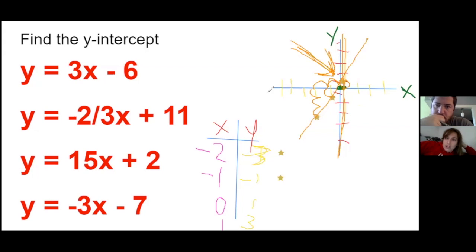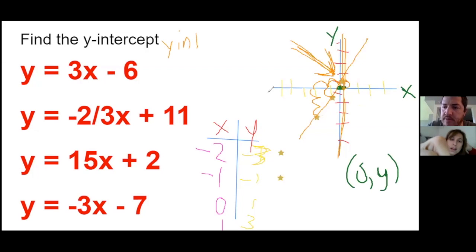Okay, so that's the y-intercept. So what do I write for the y-intercept? It's a point, so we always write it in the form 0 and then some y. The y-intercept equals (0, y). And in this case, what is y? 1.